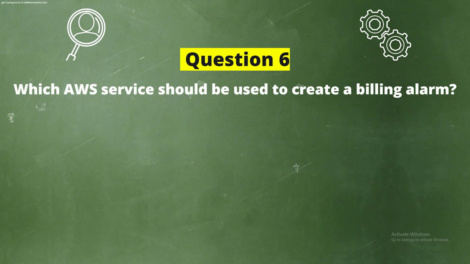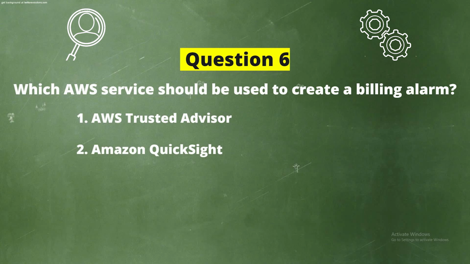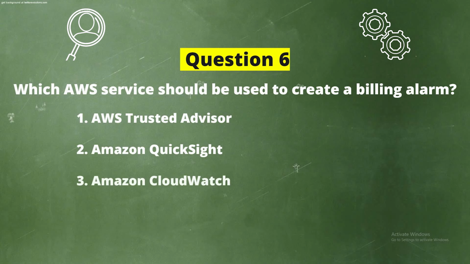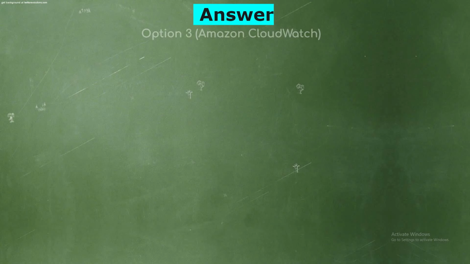Question 6. Which AWS service should be used to create a billing alarm? Now, the options are: Option 1. AWS Trusted Advisor. Option 2. Amazon QuickSight. Option 3. Amazon CloudWatch. Option 4. AWS CloudTrail. And the correct answer is option 3.